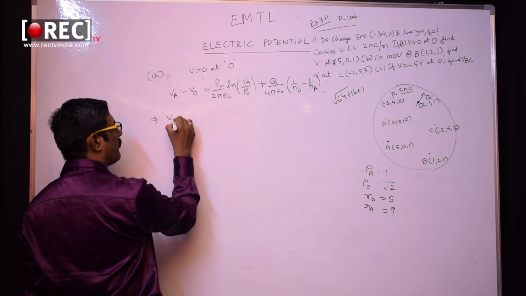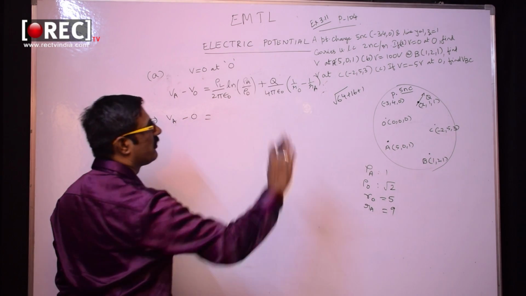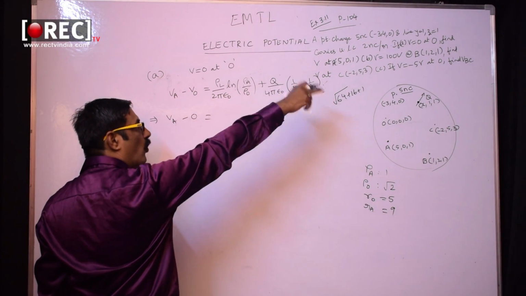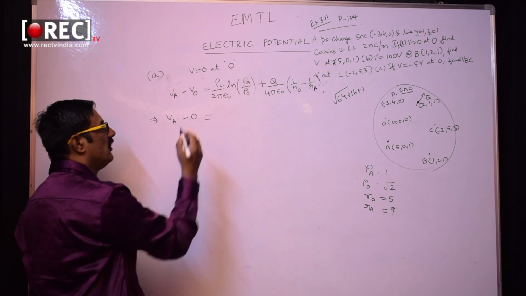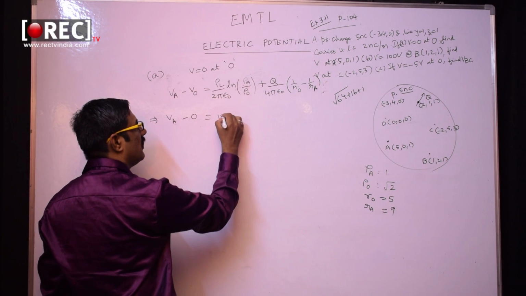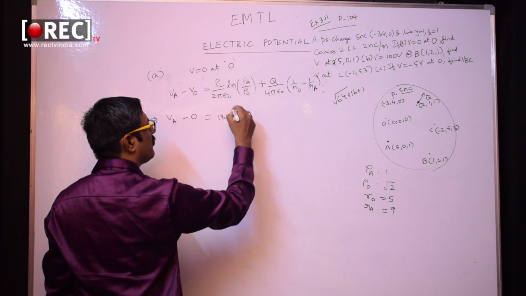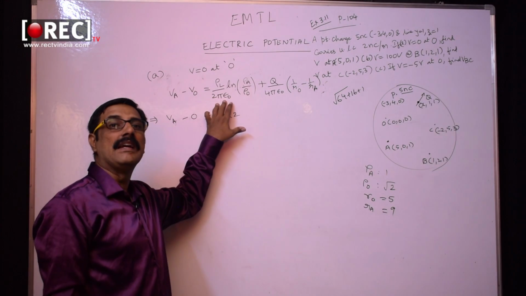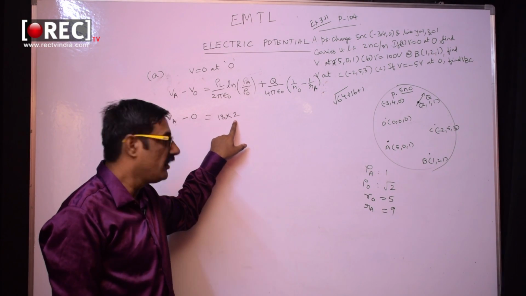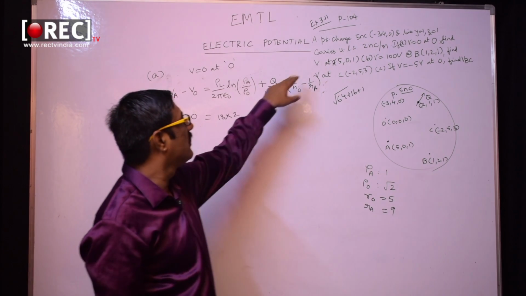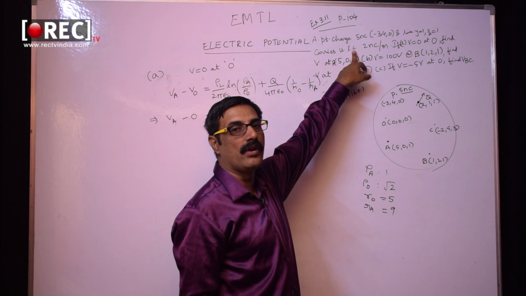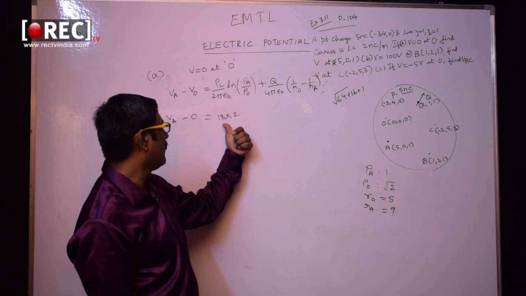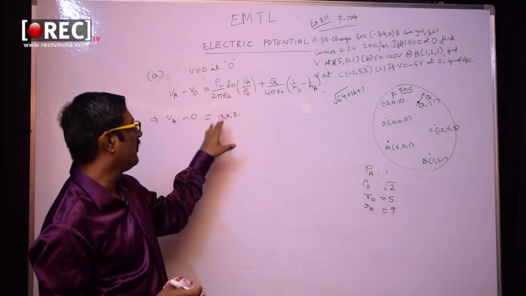So VA, which is to be found out, minus V naught, where V naught is given to be 0. The potential at O is 0. So that is V naught, I can write as 0. It is equal to, 1 by 2 pi epsilon naught is 18 into 10 power 9, and since the line charge distribution is given as rho L equal to 2 nano, meaning 2 into 10 power minus 9, the plus 9 and the minus 9 get cancelled, so you are remaining with only 18 into 2.